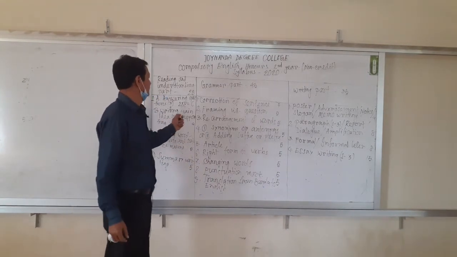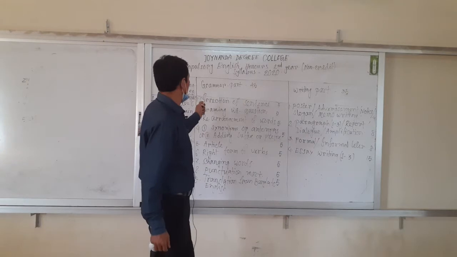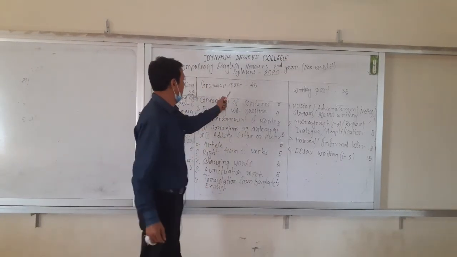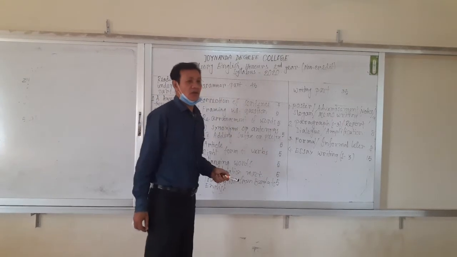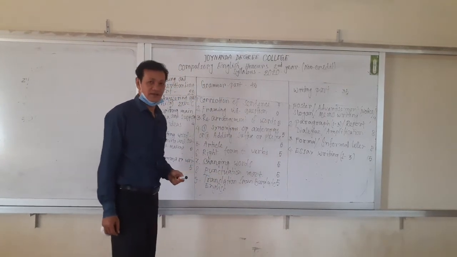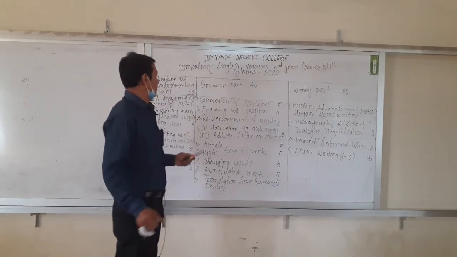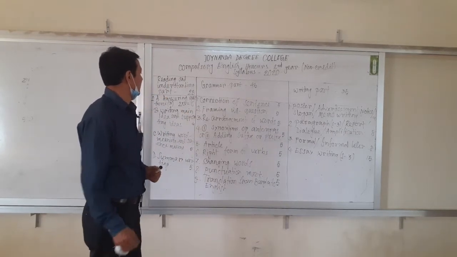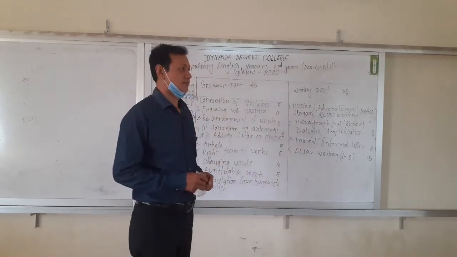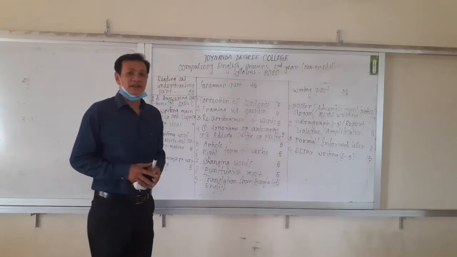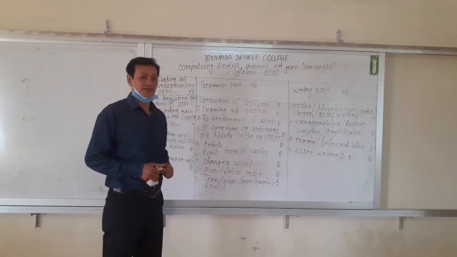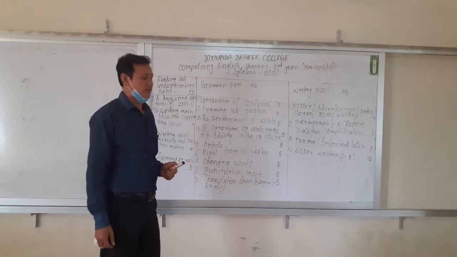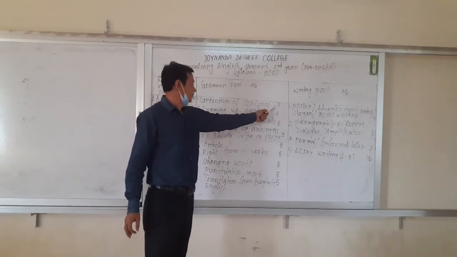Next part, let us see what are in the next part. The next part is grammar part, and this part contains 45 marks. What are there in the part? Number 1, correction of sentence. 7 incorrect sentences will be given, and you have to correct any 5. It contains 5 marks.